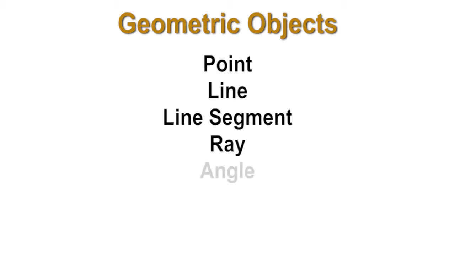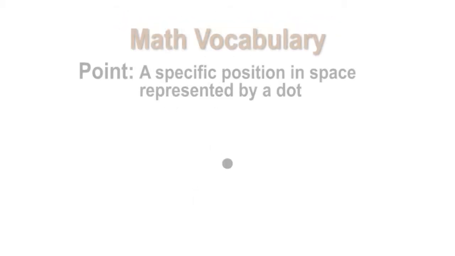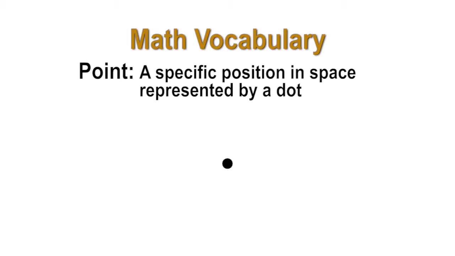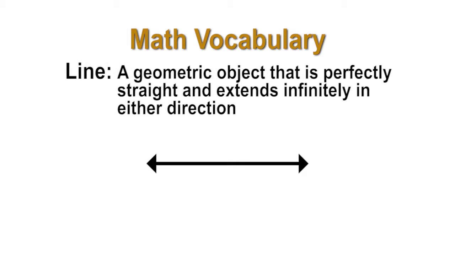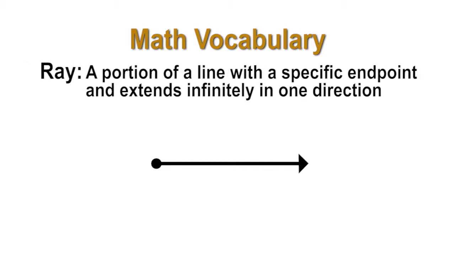Let's move on to geometric objects. Geometric objects refer to points, lines, line segments, rays, angles, parallel and perpendicular lines. A point is a position in space represented by a dot. A line is an object that is perfectly straight and extends infinitely in either direction. A line segment is a portion of a line that begins and ends with an endpoint, or a piece of a line. A ray is a portion of a line with a specific endpoint that extends infinitely in one direction.